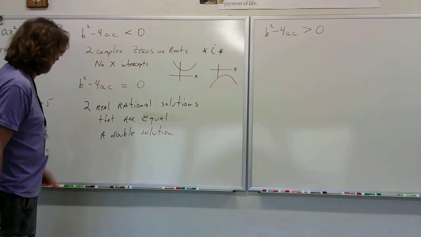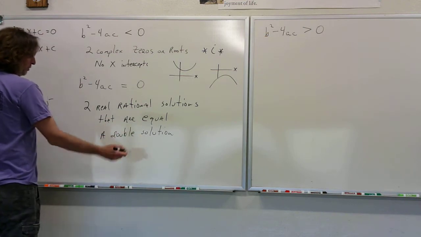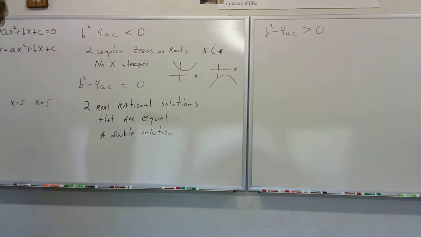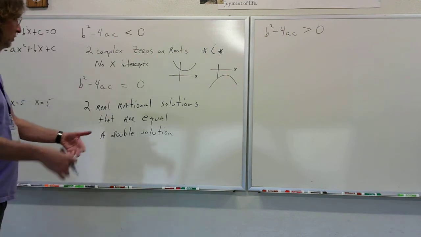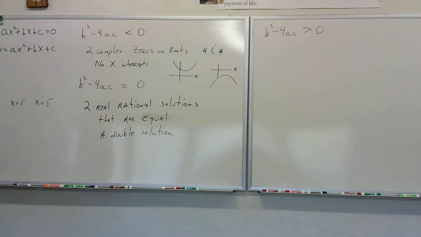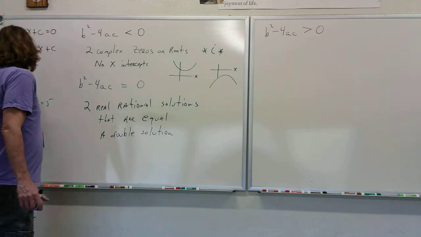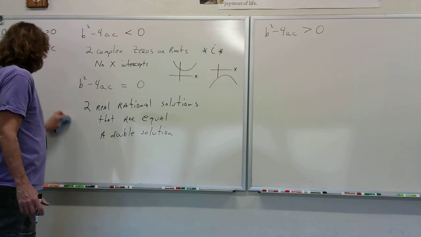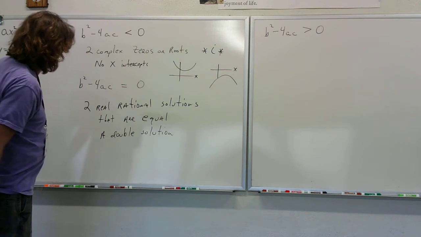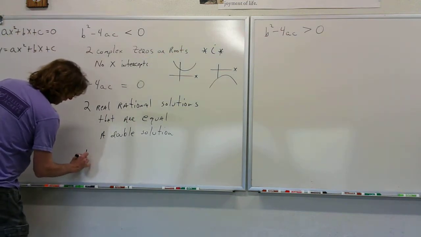Okay? That's called a double. Double solution is what some books call it. You get one solution, but you get it twice. Or you get two real solutions that are equal. You get it twice. And they are rational. No nasty bits that you can't take the square root of or anything like that. You can take the square root of 0, which is 0, by the way. Now, when you look at the graph, you have one x-intercept.